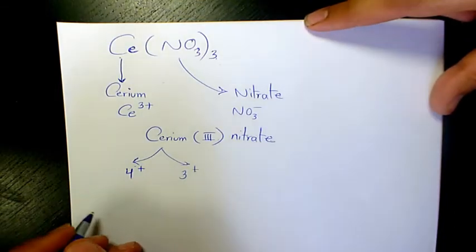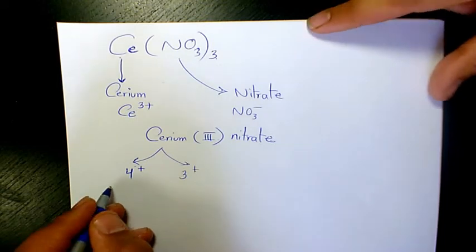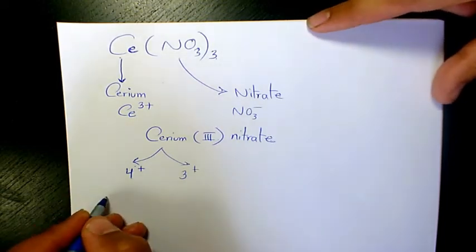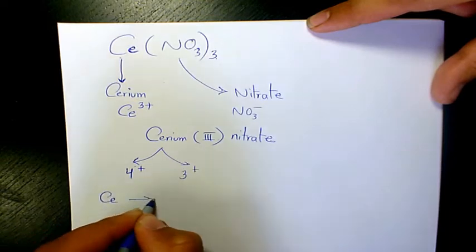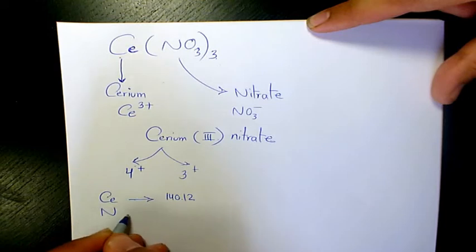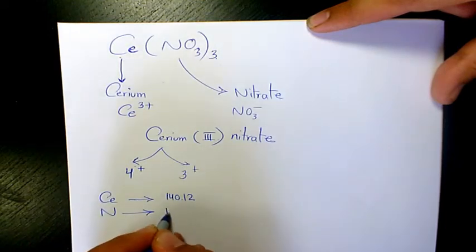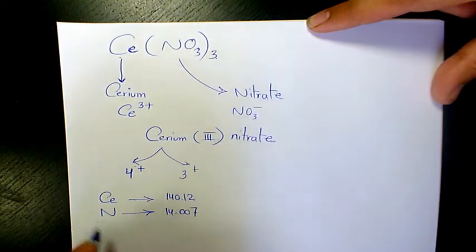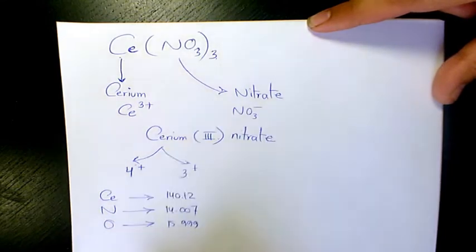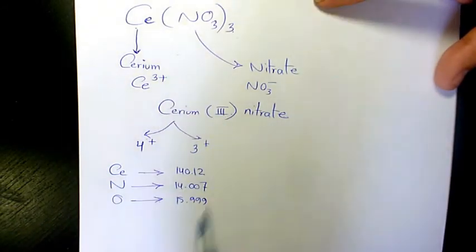Now let's find out the molar mass of cerium nitrate. We need to find out the atomic mass of each of the elements using the periodic table. The atomic mass of cerium is 140.12. Atomic mass of nitrogen is 14.007. Atomic mass for oxygen is 15.999. So now we need to count how many of each element we have.